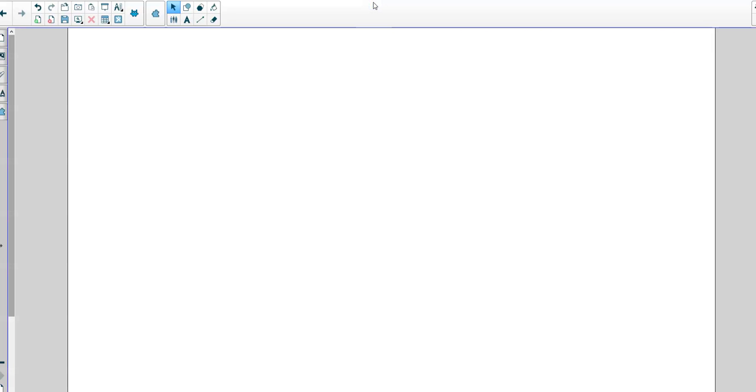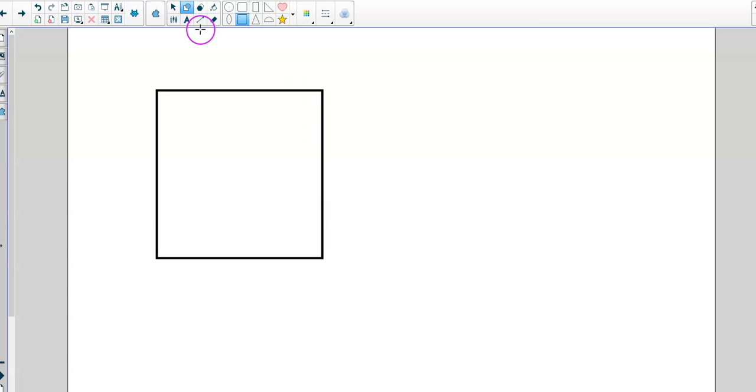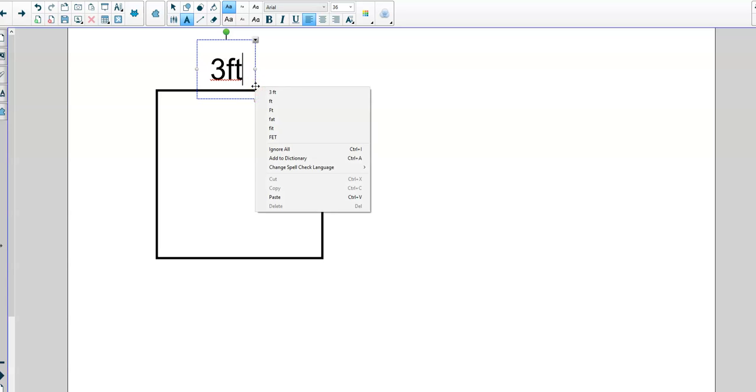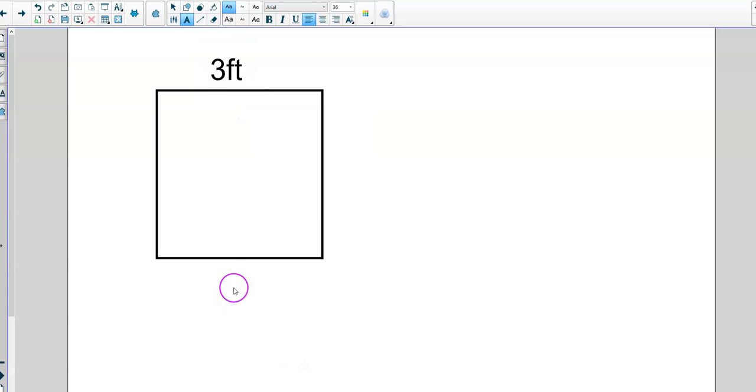So let's do another example of this. I am going to draw a square. Now I'm going to just pick random measurements. Let's say that this side is 3 feet. So then if this side is 3 feet, then I know that this side is also going to be 3 feet. Let's say this side is 6 feet, and this side is also going to be 6 feet.